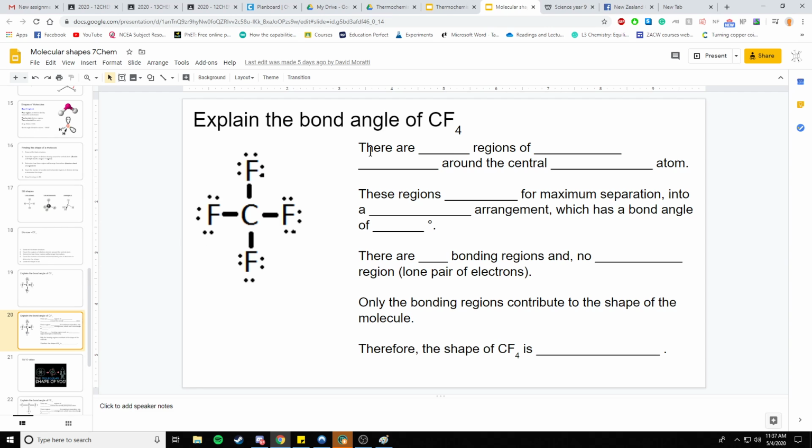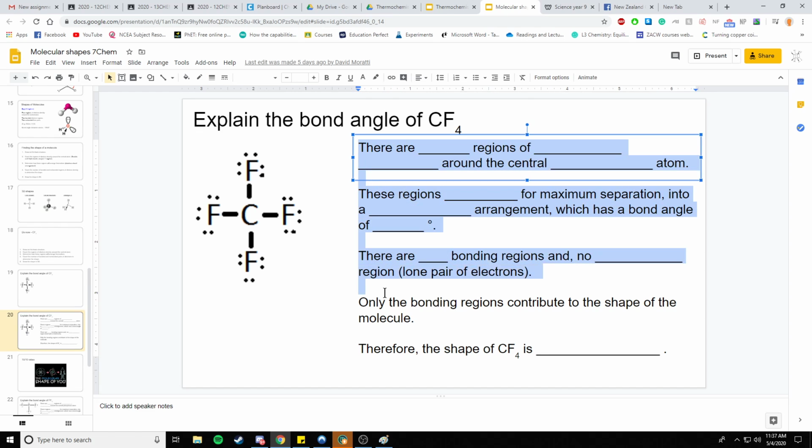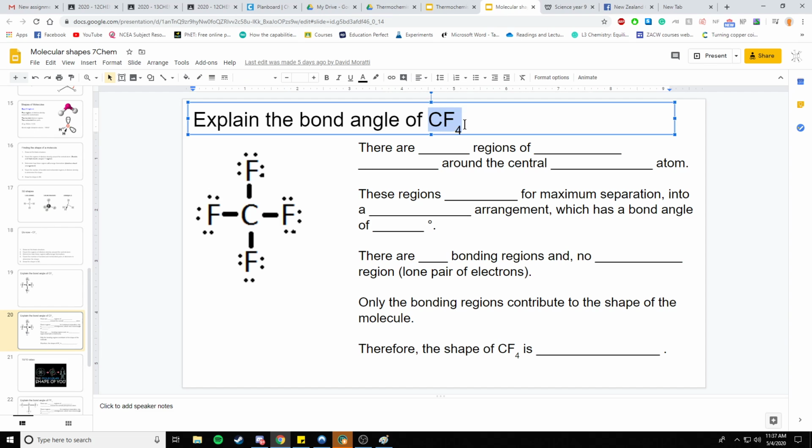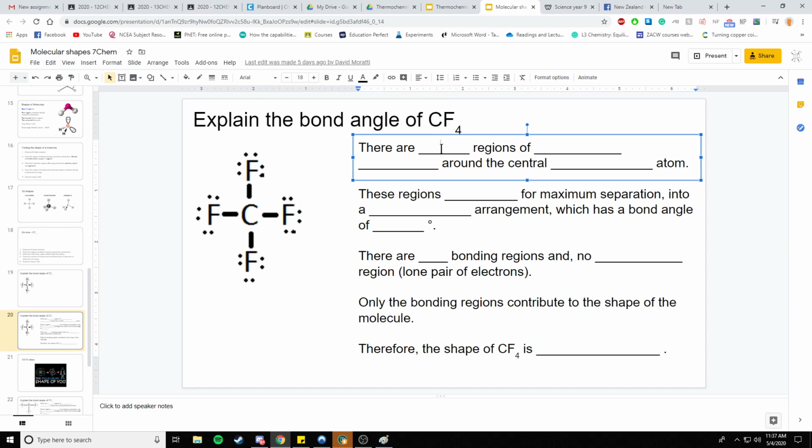This is our sentence structure, and I want you to write this down in your books, including the blank spaces. Okay? Including the blanks. So pause the video, write this down in your book, and then we'll fill it in. So pause the video, write this down, then play it again. Okay. Explain the bond angle for CF4. There are 4 regions of electron density around the central carbon atom. Okay?